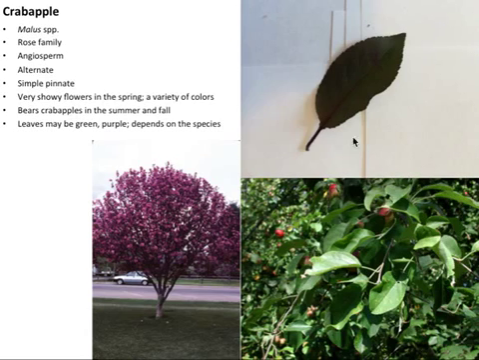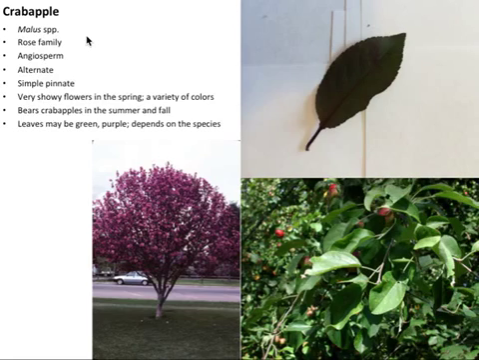Crabapple is our next tree. The scientific name here is Malus species, and the reason I wrote species here, that's what the SPP stands for, is there are lots of different species of crabapple, but they are all really showy in the spring. Beautiful flowers. That's why people plant crabapples, is because they're pretty in the spring.